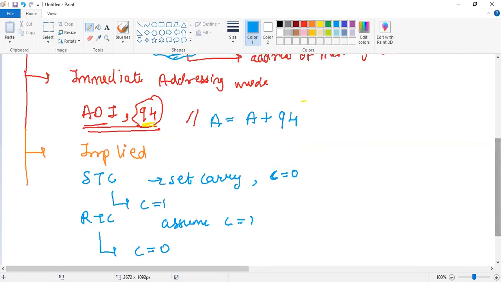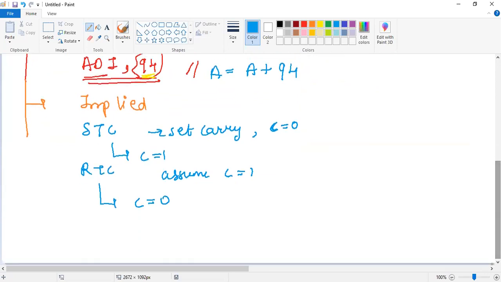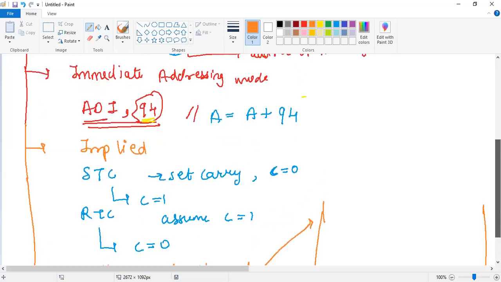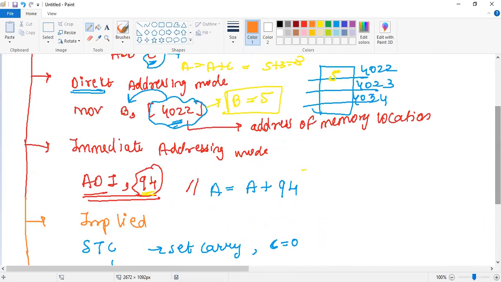And your last one is indirect addressing mode. Now, indirect addressing mode means what? Indirect means we won't provide the address directly. If we compare, in case of direct we have given the address directly, but here we won't give the address directly.